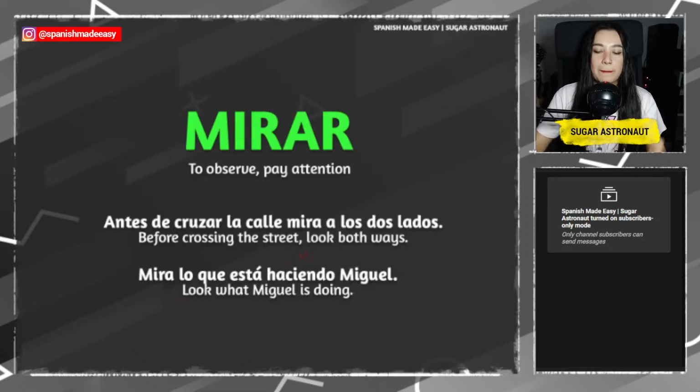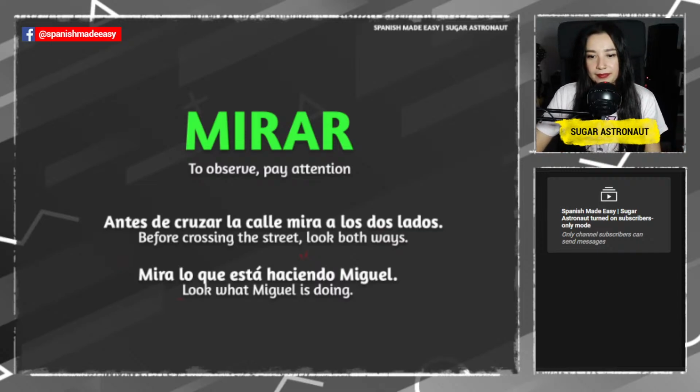Now, let's talk about mirar. Mirar, well, this one is very similar to ver, okay? So if you use mirar instead of ver in certain situations, don't worry about it. It's going to be fine. People will understand you. So yeah, they're very similar. Very, very similar. Mirar can be used when observing or when you need to observe or pay attention. If you need to pay attention to someone.